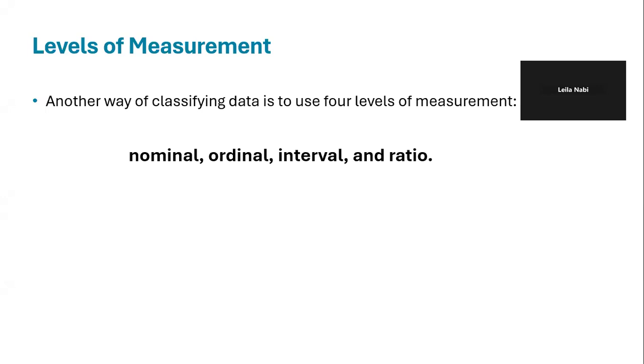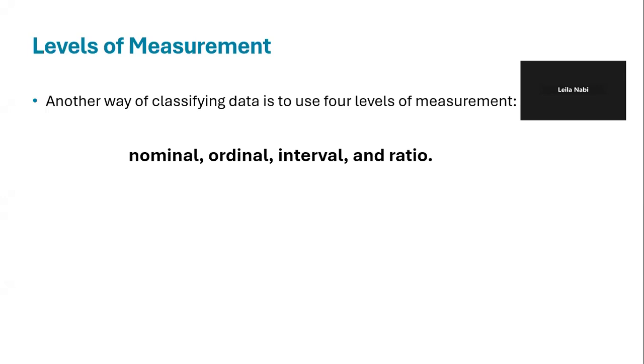In the last section, we talked about the different types of data, which were quantitative or qualitative. Now there is another way of classifying data, which is called the level of measurement. The data will be classified in 4 different categories based on the level of measurement: nominal, ordinal, interval, and ratio.